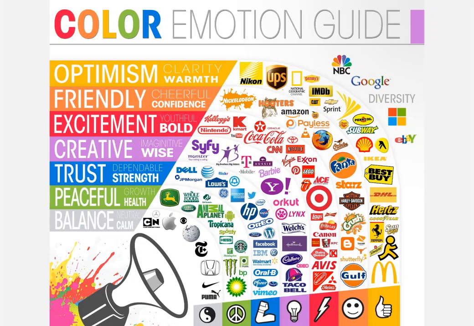As I mentioned earlier, colors should convey various feelings and meanings. Let's take a look at just some of them here. Orange is usually friendly, cheerful, and confident. Fanta or Amazon here. Where is it? Amazon, Fanta, orange, friendly. Okay.